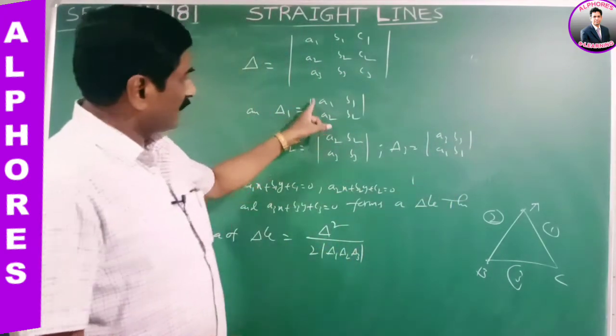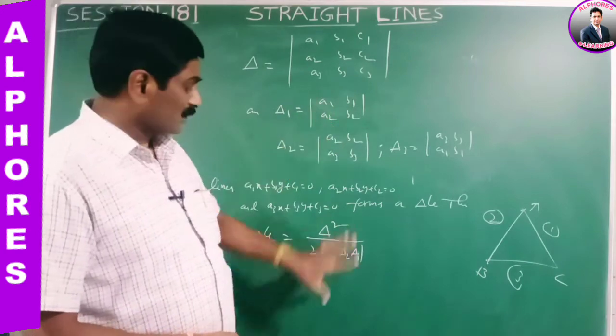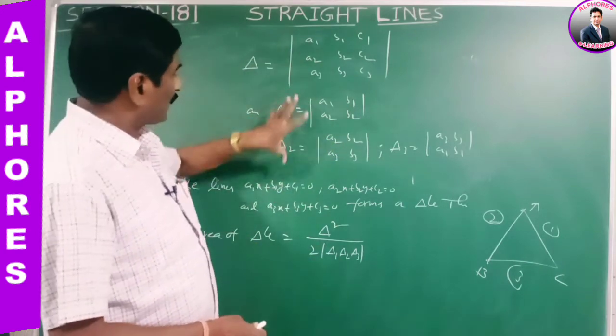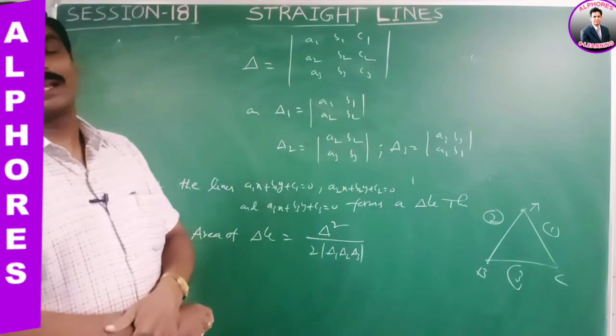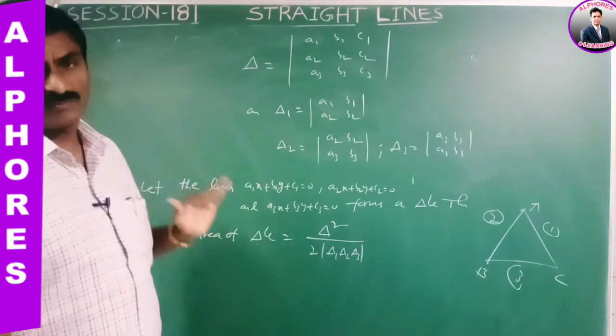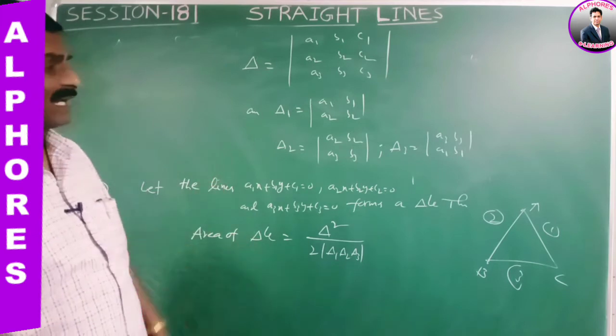Okay, the value of this determinant is nothing but AD minus BC. By using that property, we find delta, delta 1, delta 2, delta 3. Substitute these values in this equation, we get the area of the triangle. Okay, it is the direct formula to find the area. Please note these values.